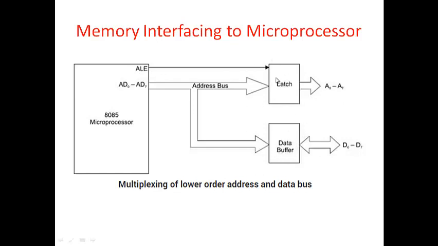So initially it will be address lines when ALE is 1. When ALE is brought to 0, this gate will be closed. When this gate is closed, nothing will come out from this side. So whatever the lines are carrying now is data.